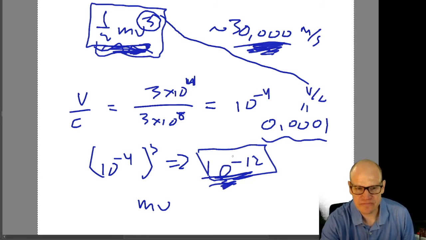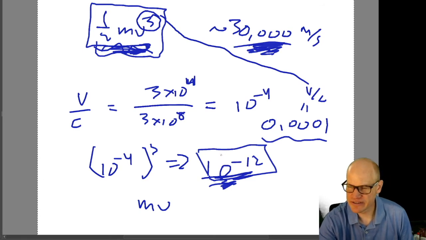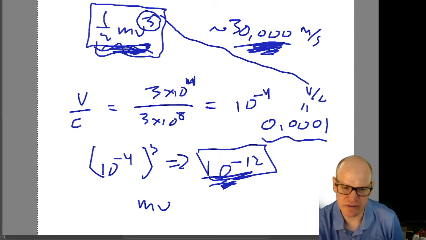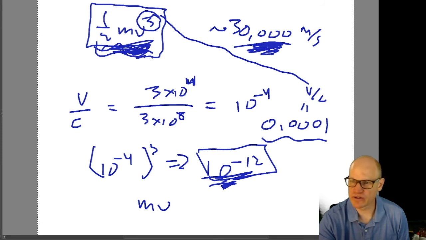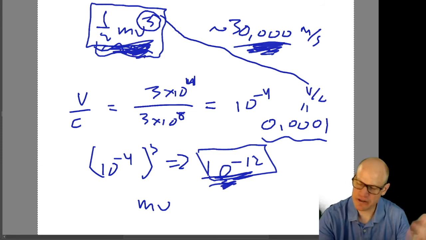On the other hand, if you're talking about something that's close to the speed of light, like a proton in a particle accelerator, then this term becomes important, and you can no longer use the approximation that we have in the original formulation of Newton's laws. The original formulation of Newton's laws was that the momentum is mv.